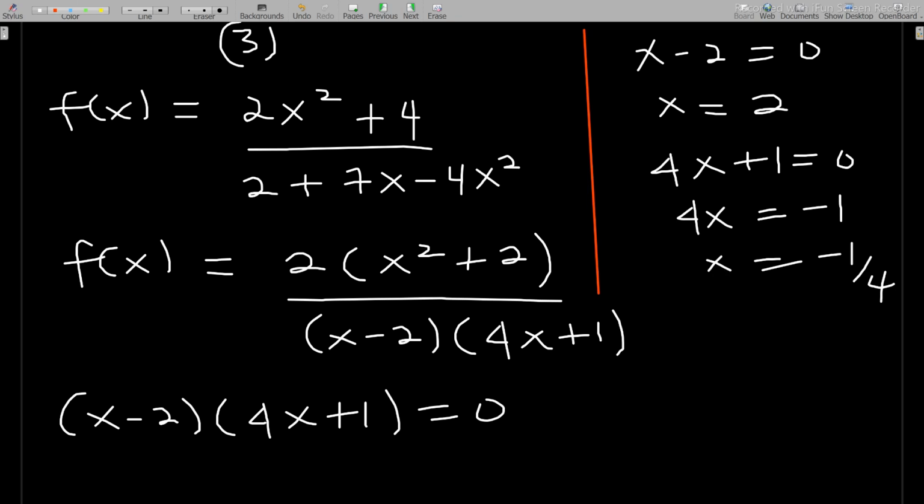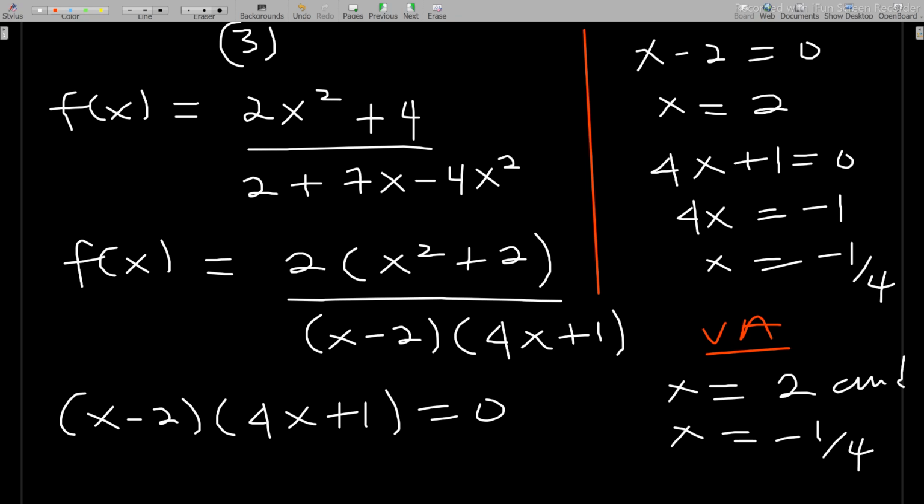So the vertical asymptotes for this function, VA, are given by x equals 2 and x equals -1 over 4. These two are the vertical asymptotes for this function. I hope you understand vertical asymptotes now. Like I said, if you're able to factorize terms and some terms cancel out, that term that cancels out is called a hole.